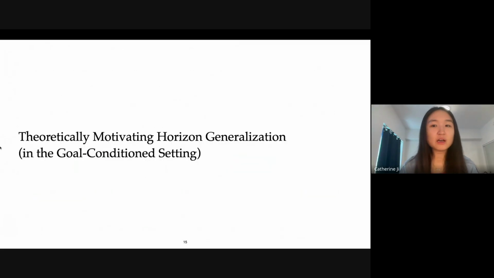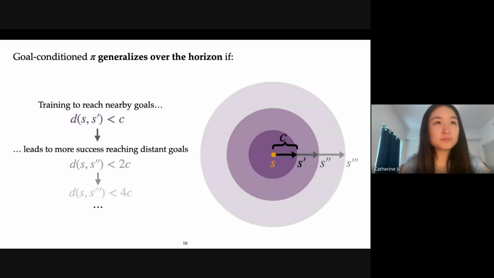Great. Okay, let's move ahead. Now with these preliminaries of our problem setting, we're going to jump into the main body of the work, which is horizon generalization, in parentheses, the goal condition setting. So now we can give a slightly more formal, informal definition of horizon generalization. Namely, we say that a goal condition policy pi generalizes over the horizon if training to reach nearby goals, say, if we start at state S, some goal S prime, where distance function refers to some temporal distance, leads to more success at reaching distant goals.